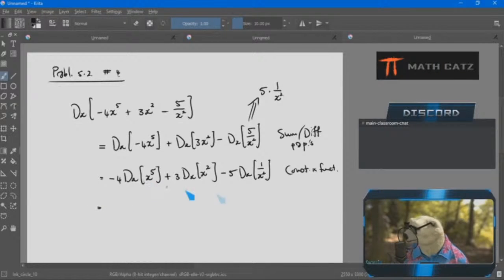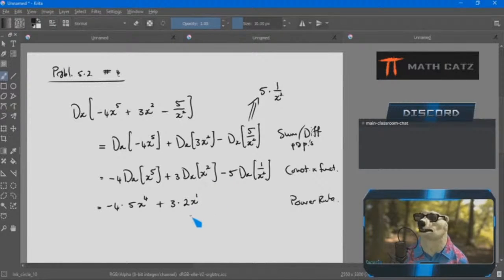All right. Power rule time for the first one for sure. Power rule. -4 stays in front. The 5 goes in front of the x, and the new power is 4. 3 is already in front. The 2 goes down. New power of x is 1. You can write the 1 there if you want to. But because it's a 1, you don't have to. I'm not going to, because it looks weird.